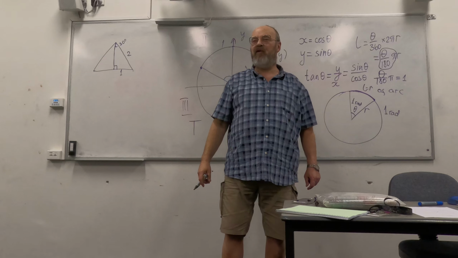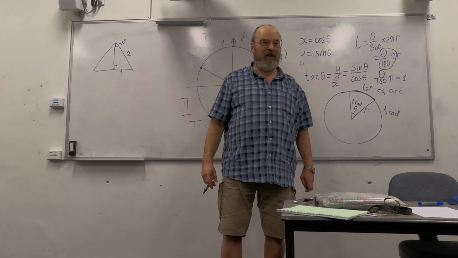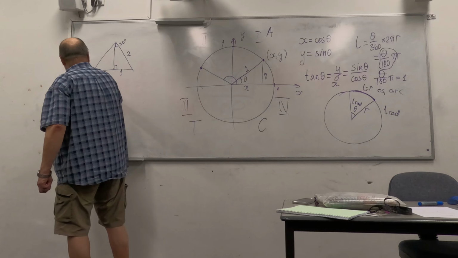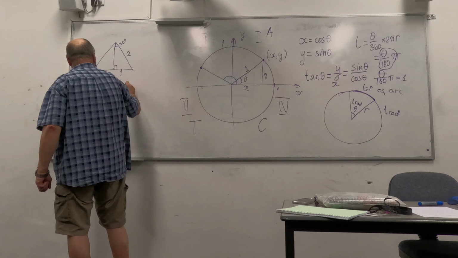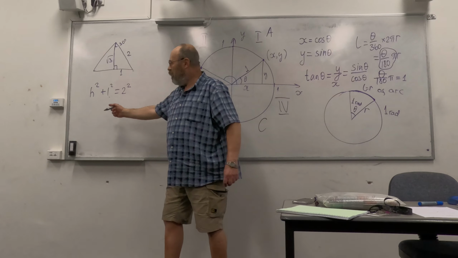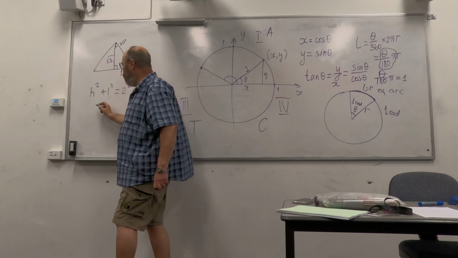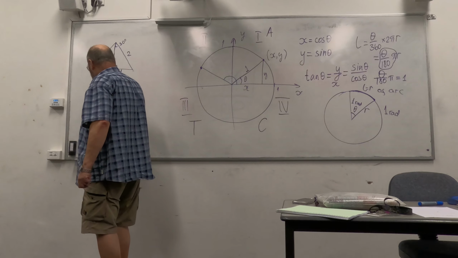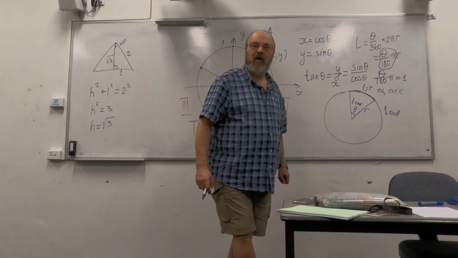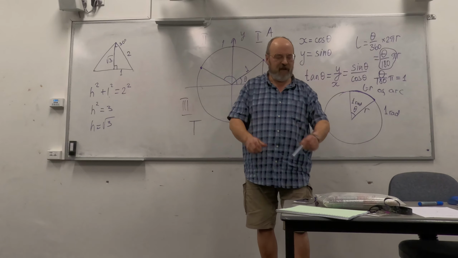What will be this side using Pythagoras? Root 3. Because we get height squared plus 1 squared equals 2 squared, so height squared equals 3, so height equals root 3. It's not plus or minus because it's a length.